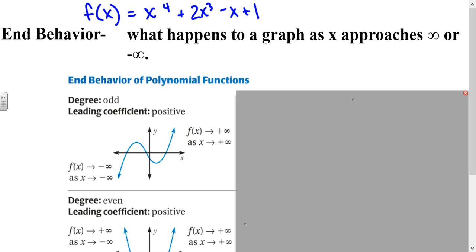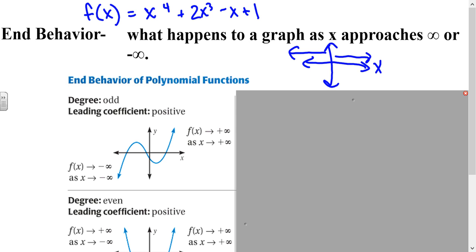So when you think of a graph, x approaches infinity going in the positive direction. Here's the x-axis, and if I'm moving right across the graph, that's going towards positive infinity. And if I'm moving left across the graph, that's going towards negative infinity. So when it says x approaches infinity, that means the graph on the right side. And when it says x approaches negative infinity, that's talking about the graph on the left side. So these are the end behavior of polynomial functions.